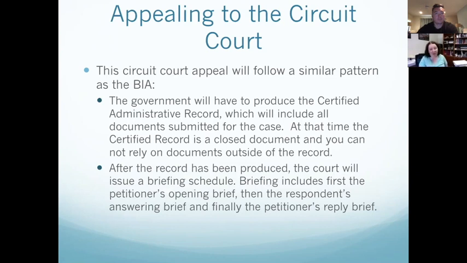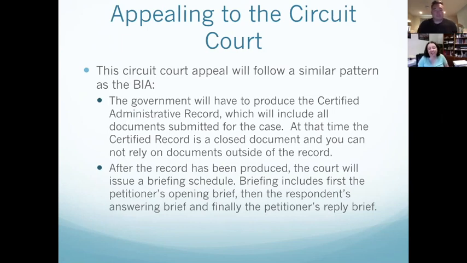And that usually happens a little bit later after you've filed the petition for review. So the government will have to produce the certified administrative record, which is great. It's so great having the certified administrative record. It's all in one document. Everything's there.